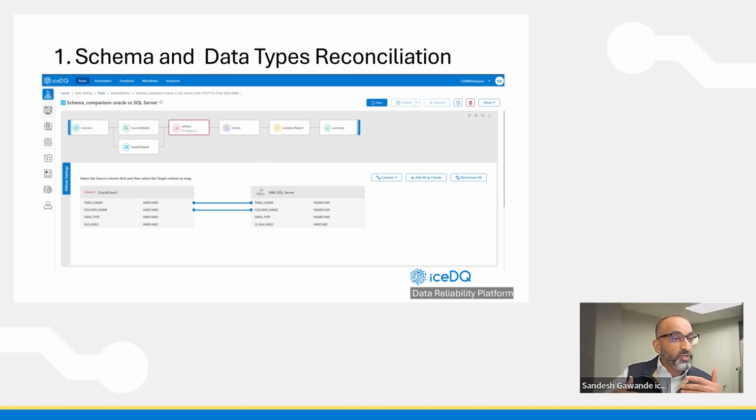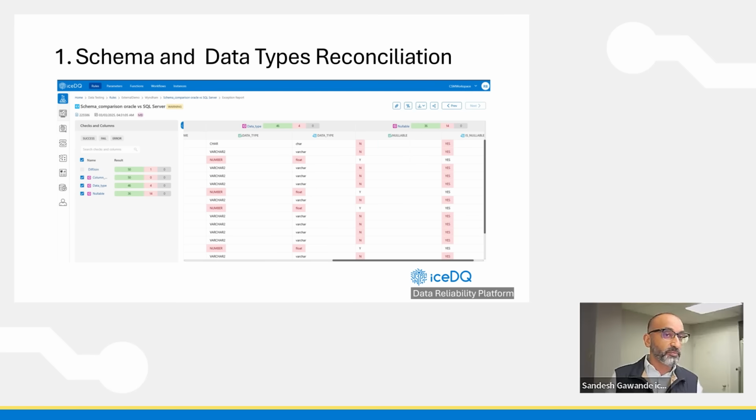So when you do the migration, let's say you're doing a Snowflake to Snowflake migration or a development to QA migration, you need to make sure that the data types are matching. And how do we make sure the data type is matching? We take this schema reconciliation option and then we compare these two.